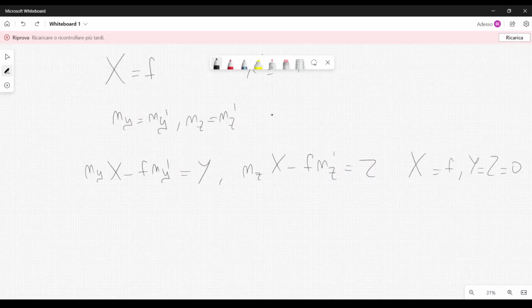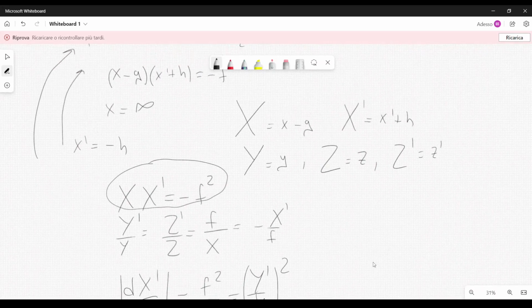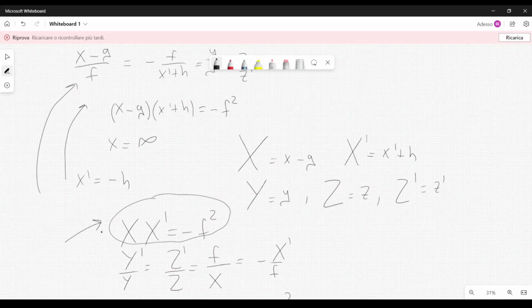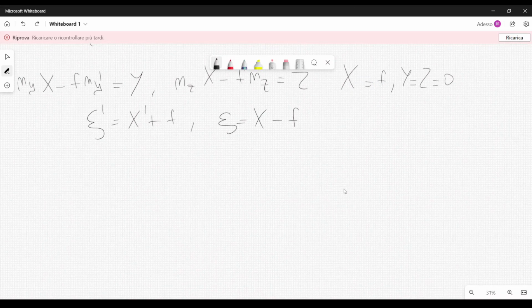If the coordinates of object and image are measured from the principal points and not from the principal foci, then we can write 2 coordinates, xi prime equal to capital X prime plus f, and then we can define also xi equal to capital X minus f. And if we substitute these 2 equations here, let me show you, into this expression here, capital X times capital X prime equal to minus f squared, it is easy to obtain the equations of image formation in the following form: 1 over xi minus 1 over xi prime equal to minus 1 over f.